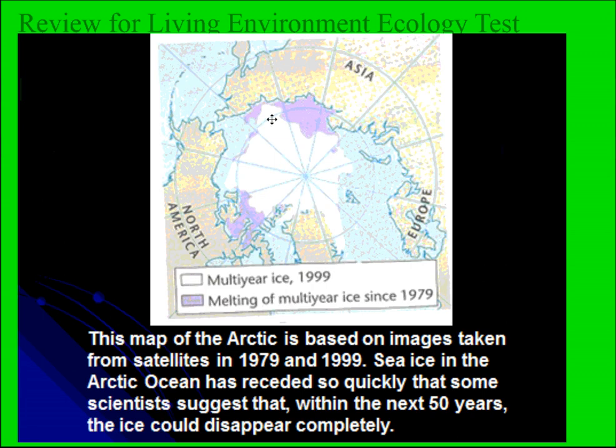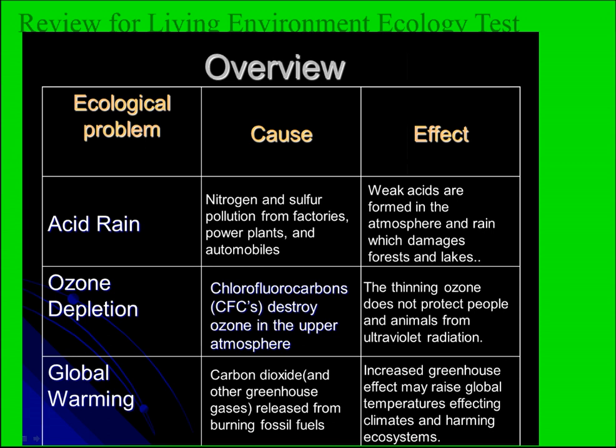This is a summary of the causes and effects of acid rain, ozone depletion, and global warming. You need to understand that they're all caused by air pollution, but a different kind of air pollution.